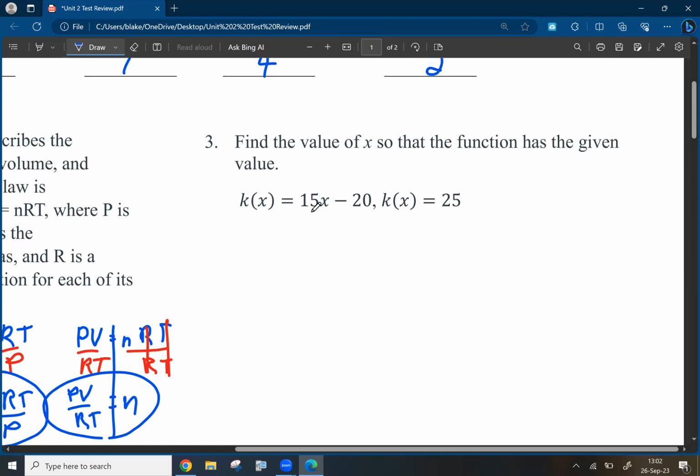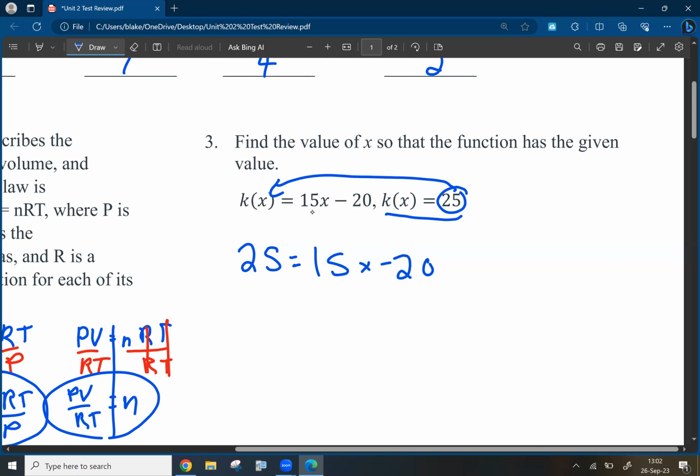Find the value of x so that the function has a given value. Okay, so I'll basically solve for x. So the k of x is 25. So 25 is going to go in and replace k of x. So 25 is going to go right there. It's not going to go into the regular x. So the 15x minus 20 is still 15x minus 20.